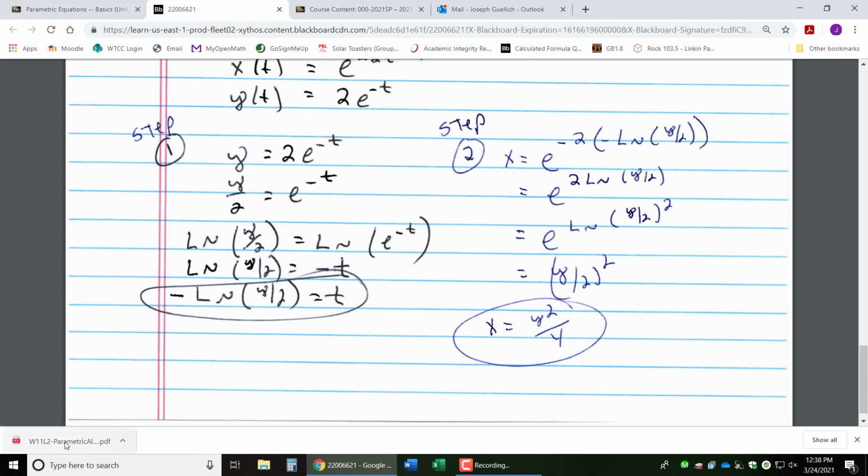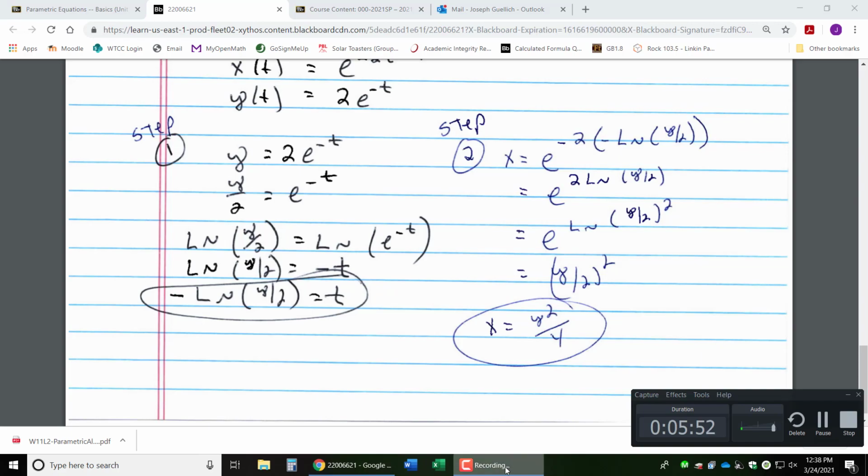So that is all of algebraic parametric equations. We'll look at trigonometric ones next time around.